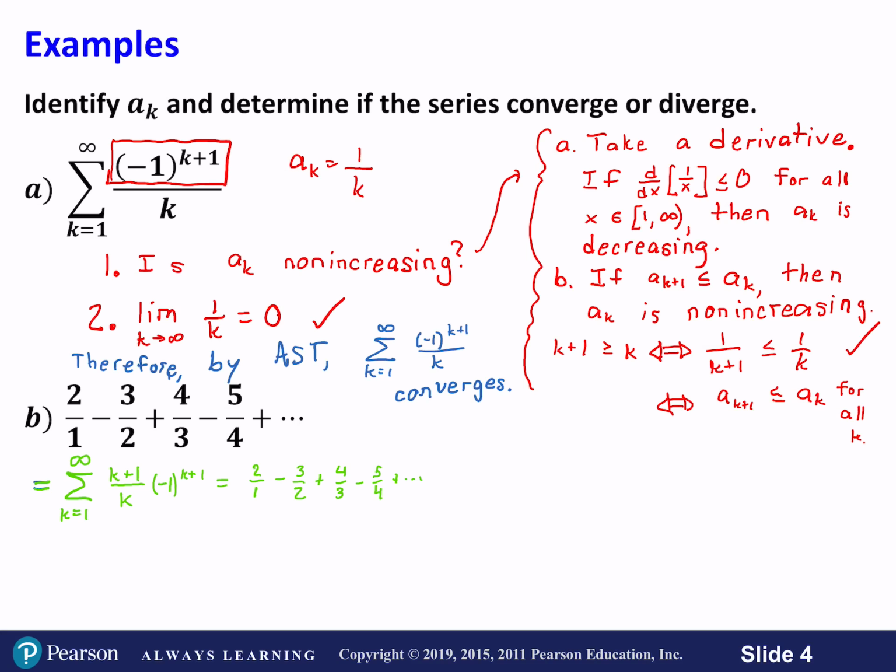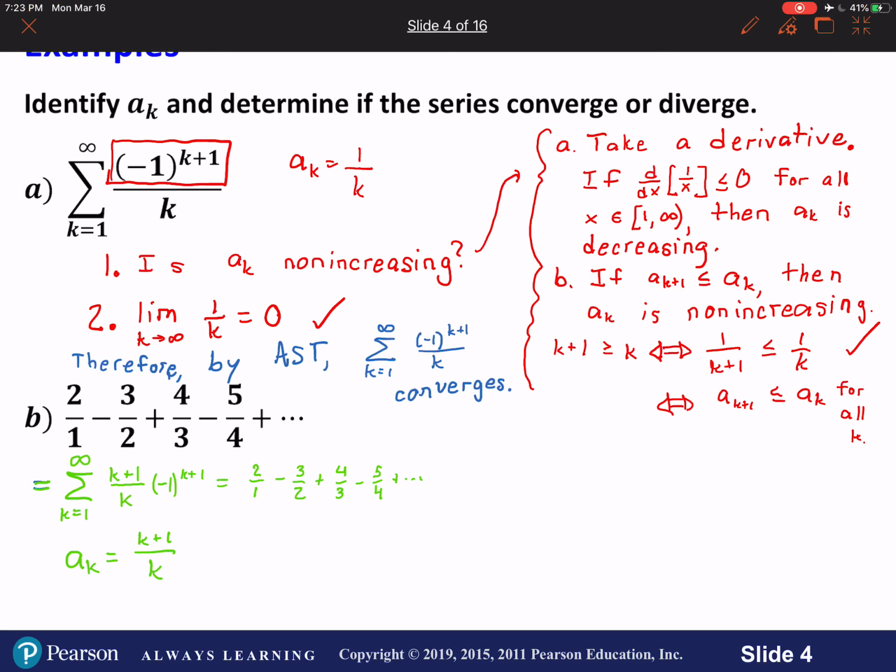All right, so now we have to identify a_k. In this case, a_k is everything except that -1 to the k plus 1 term. So it is just k plus 1 over k. So now we should check to see if this series is non-increasing and its limit is 0. I'm actually going to check the second condition first. So we need to check if its limit is not equal to 0.